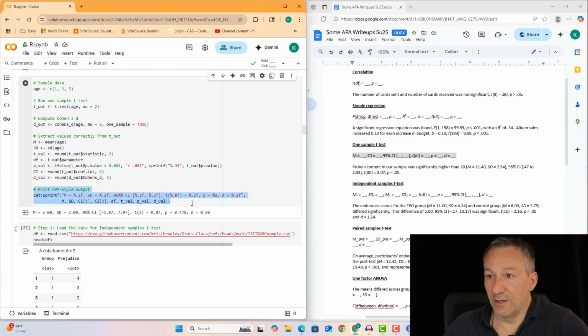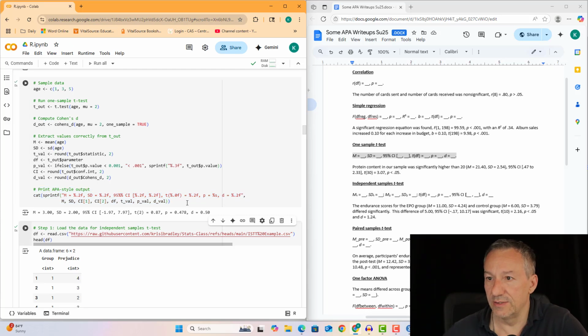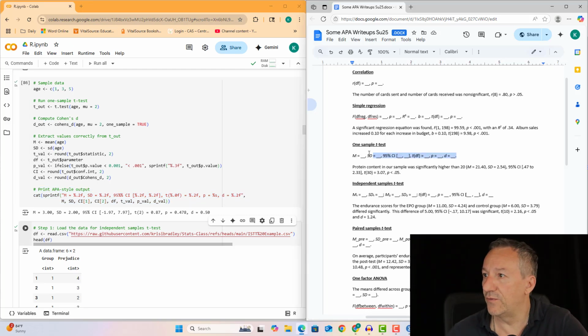You don't necessarily need to know exactly all those numbers right now, what that means. But for example, that %.2f is basically saying we're going to round it to 2 decimal places. If we click shift enter, ta-da. Exactly what we need to report that in APA style. Our mean 3, standard deviation 2, our confidence intervals at -2 basically to about 8. T, degrees of freedom 2. T value, the value for it 0.87. Our p, again, almost 0.5. And then Cohen's d, 0.50.